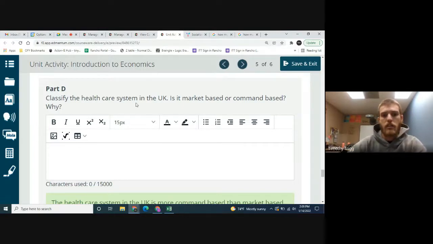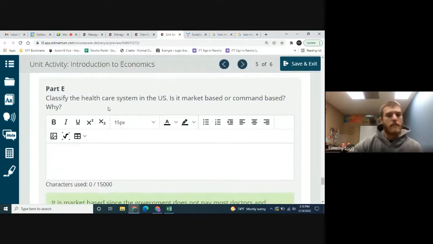Classify the healthcare system in the UK. Is it market-based or command-based? So again, market-based is what the US has. That's the private sector. Command-based is what the UK has because it's controlled by the government. So I want you to briefly explain that there. And again, I've talked about it throughout this lesson that the UK system is command-based because it is controlled and regulated by the government.